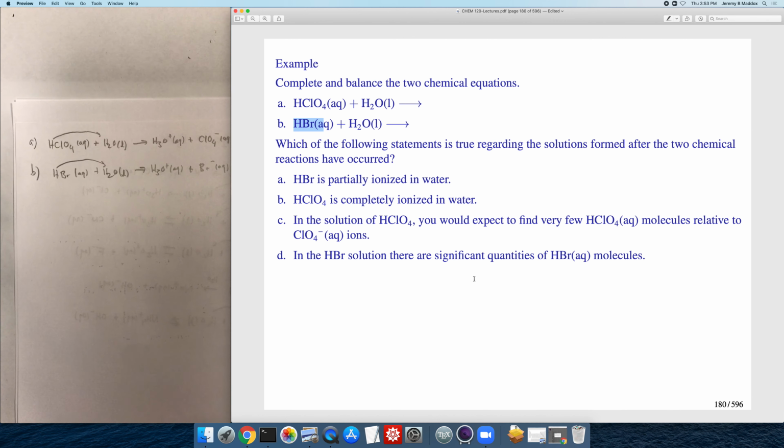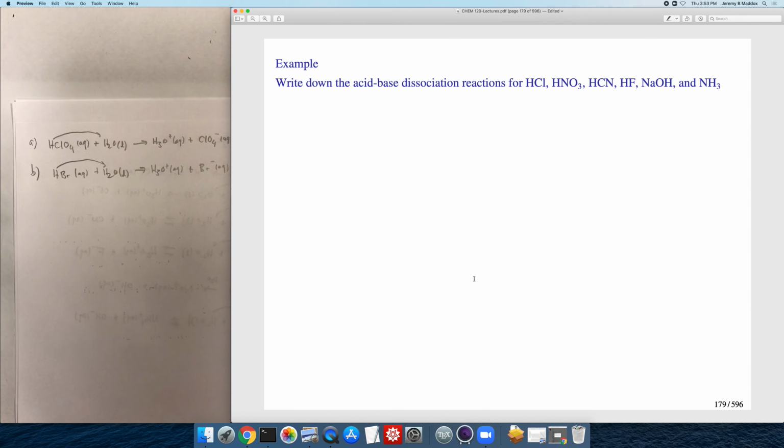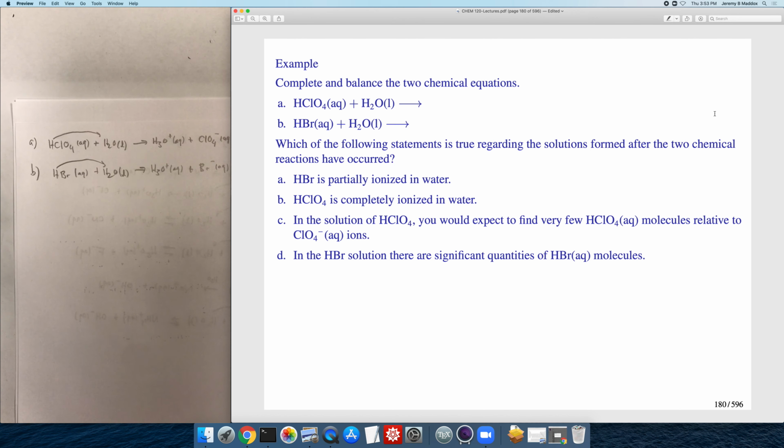If it were a weak base, for example, if we go back to the ammonia example, most of the ammonia would be in its unionized form because it's a weak base. Okay, so that's the difference between strong and weak acids and bases.